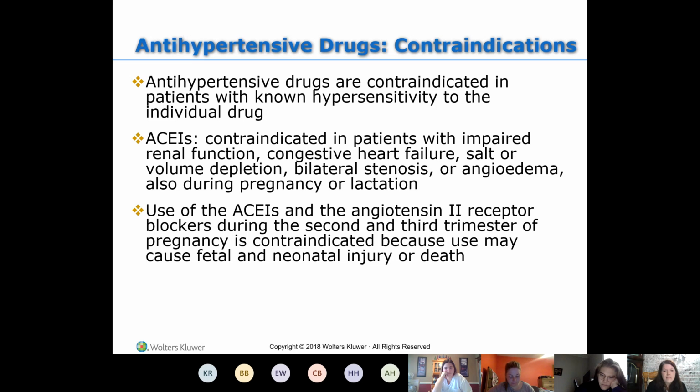And then the use of ACE inhibitors and angiotensin II receptor blockers during the first and second trimester of pregnancy is contraindicated. That is important to know. So beta blockers are safe for pregnant women. ACE inhibitors and angiotensin II receptor blockers are not. So your job as a nurse is to always know that pregnancy status and always be educating your patients.